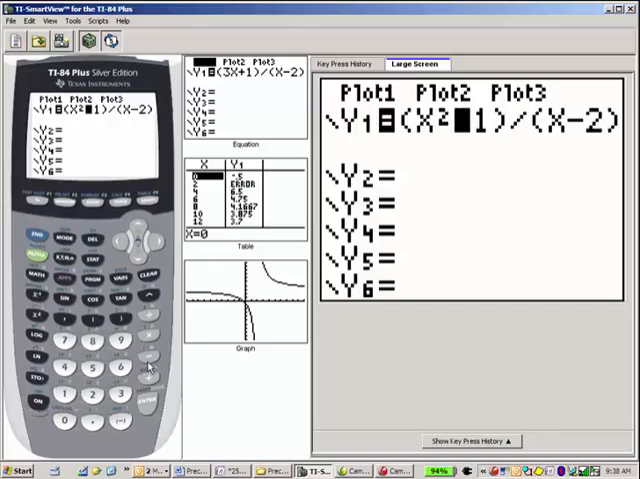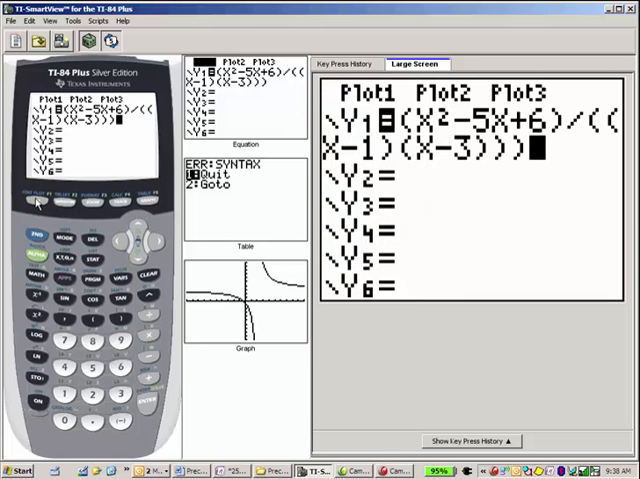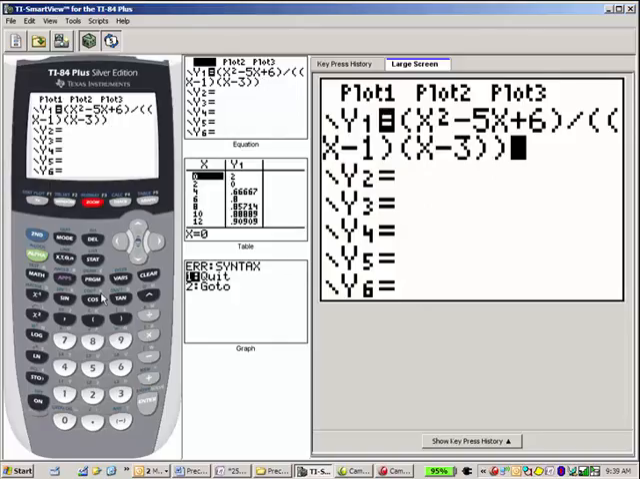All right, so you don't believe me. x squared minus 5x plus 6 all over. Now we have to be careful here. Quantity, x minus 1, x minus 3? Is that what it was? And quantity. So it's a double quantity in the denominator. Is that better? All right, I'm going to try zoom decimal.